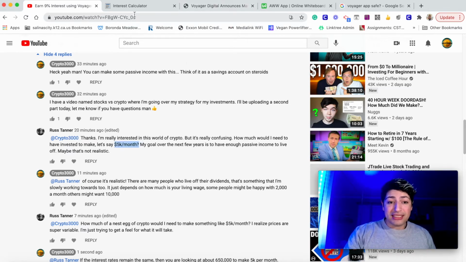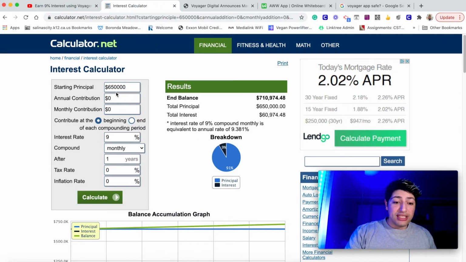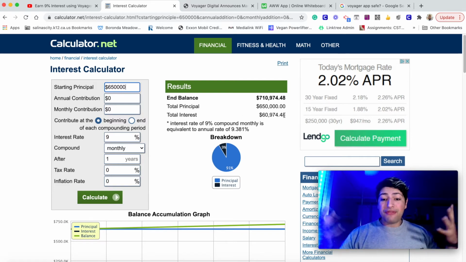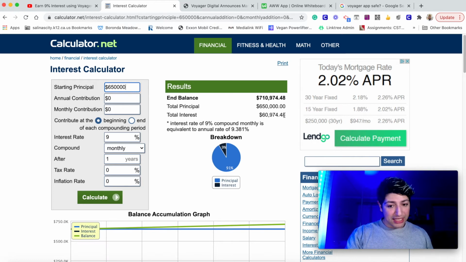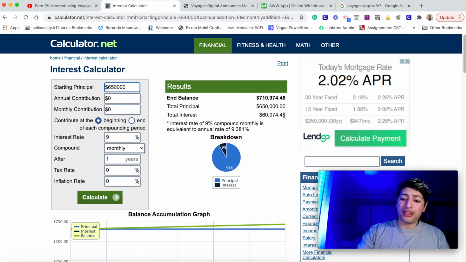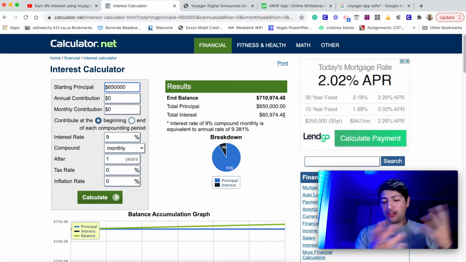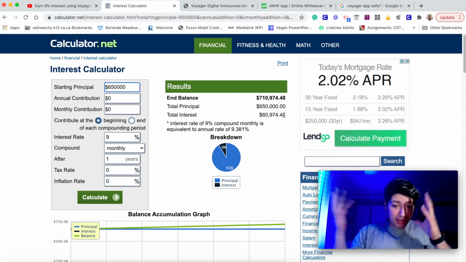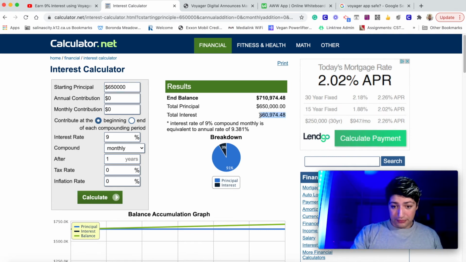So using this interest calculator, you can see that what he would need is roughly $650,000 to make $5,000 a month. Or let me put it another way for you guys, 5,000 times 12 is 60,000. So this is about roughly what he would need.